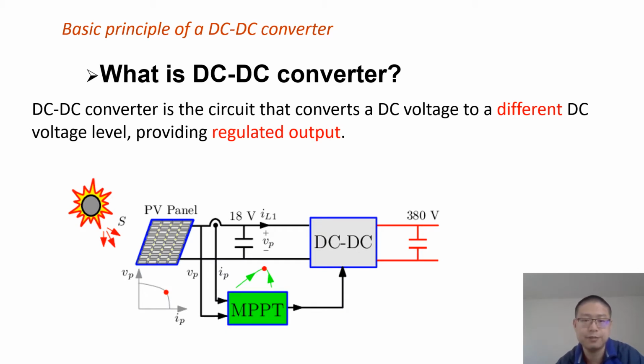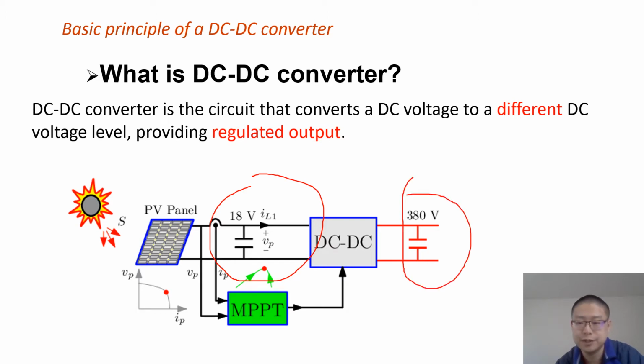For the solar panel, the output voltage is 18 volts. That's the input to the DC-DC converter. And the output of the DC-DC converter is 380 volts. So it converts the low voltage to high voltage. This is called a boost converter. But we can also convert high voltage to low voltage. Today we will discuss the boost converter, whose output voltage is greater than its input voltage.